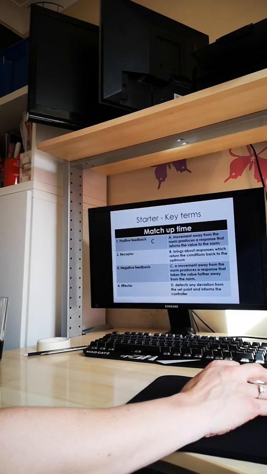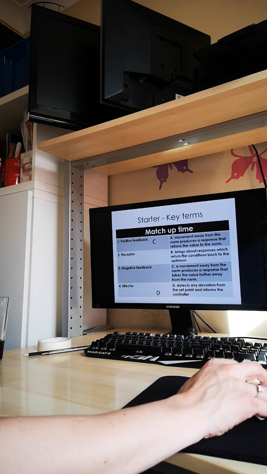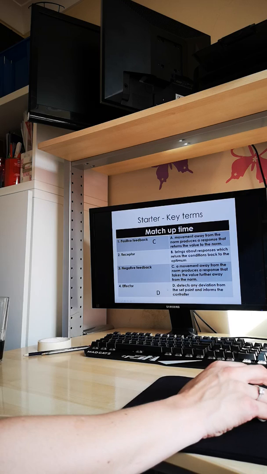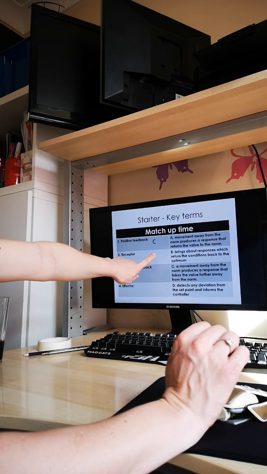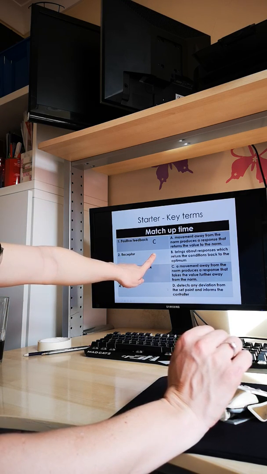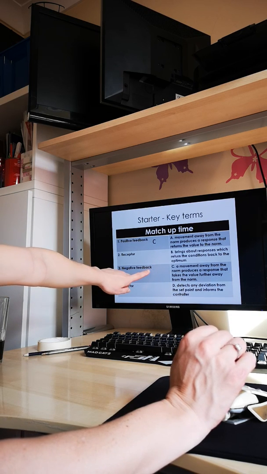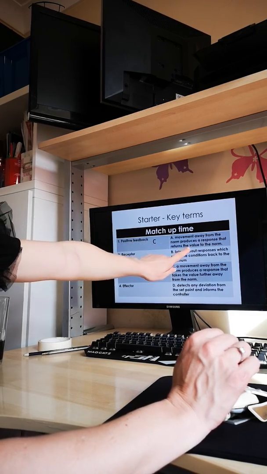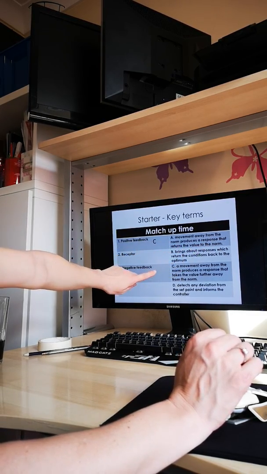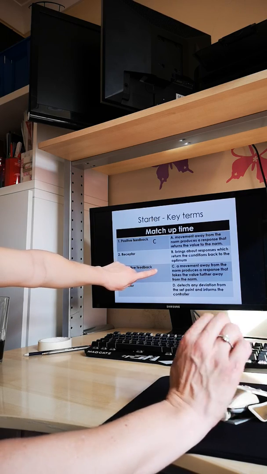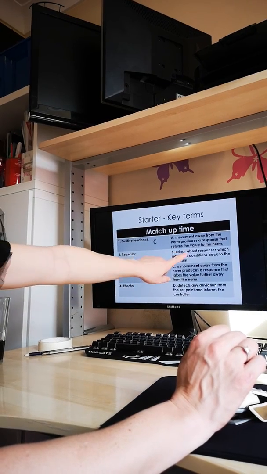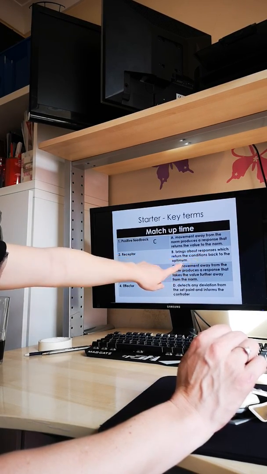A receptor, well, that should be up here, there should be the thing that detects any deviation from the set point. So we'll ignore that and we'll just put D there, please. Okay, so negative feedback then. So this is a movement away from the norm produces a response that returns the value to norm, so that should be an A there. And finally, effector is B, what is left, brings about the response which returns the conditions back to norm.